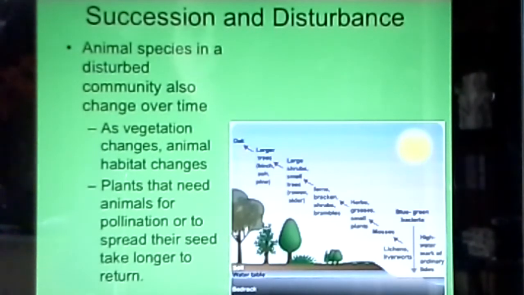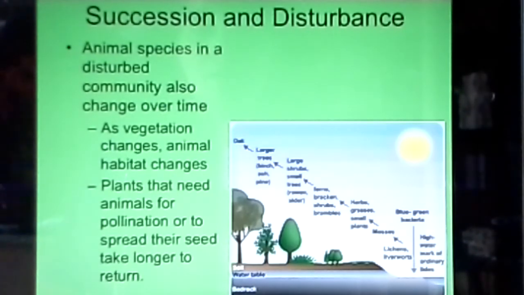And then the last thing that we'll talk about just quickly are animals. Animals come in last because they have to have the plant material to consume. And also as the vegetation changes, the animals that live there come and go because each animal is specific to the plants that are living there. Plants that have to have animals for pollination or to spread their seeds will take longer because they have to wait for the plants that are the food source to grow, for the animal to come in so that their seeds can actually be spread.